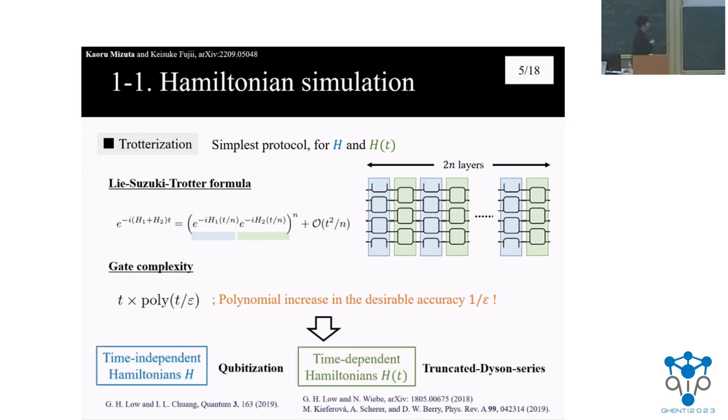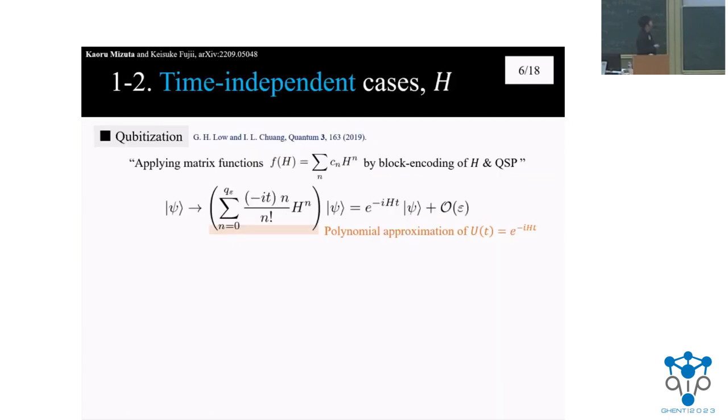Recently, some alternative methods have been developed. Here, I would like to briefly review the qubitization technique for time-independent Hamiltonians and truncated Dyson series algorithms for time-dependent Hamiltonians. So let us begin with time-independent cases. Qubitization techniques, or equivalently quantum singular value transformation, allow us to apply a polynomial function of Hermitian matrices by exploiting block encoding and quantum signal processing.